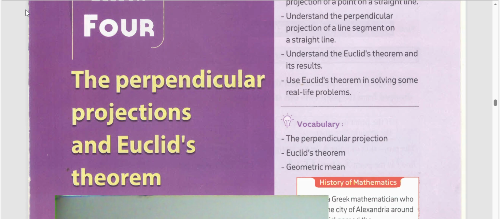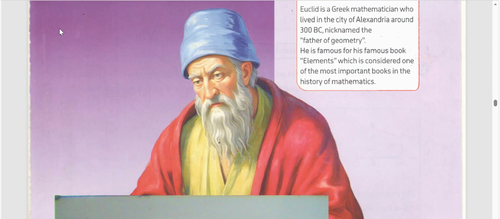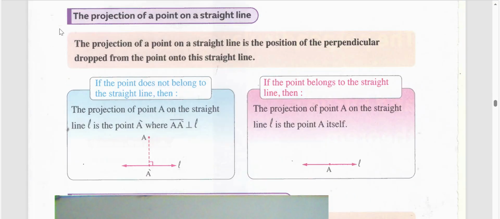Prep 2, today we explain lesson number 4 from the master book, unit number 3: the perpendicular projections and Euclid's theorem. Do you remember Pythagoras' theorem? We studied Pythagoras' theorem before, and today we'll explain Euclid's theorem. First, you must know the projection of any point.